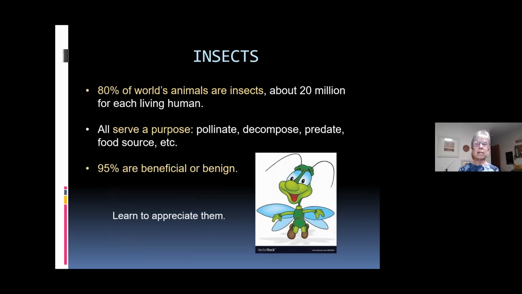Okay, insects. I think we need a fan club for insects because they're really very cool. 80% of the world's animals are insects, and there are about 20 million insects for each living human. So don't skeeve out. Most of them are very small and very innocent. They're just doing what they were meant to do. They serve a number of purposes, and 95% of them are beneficial or benign.